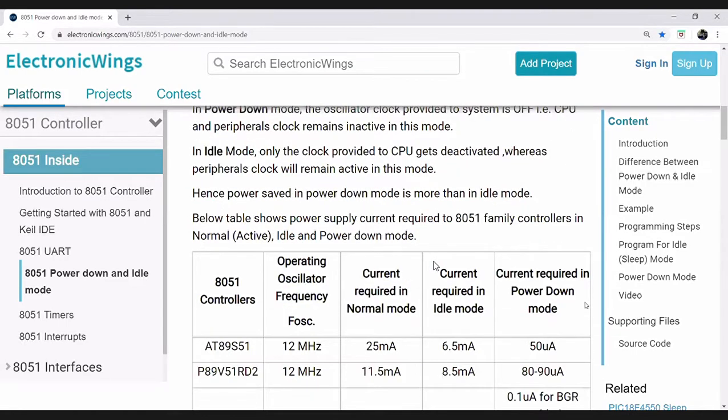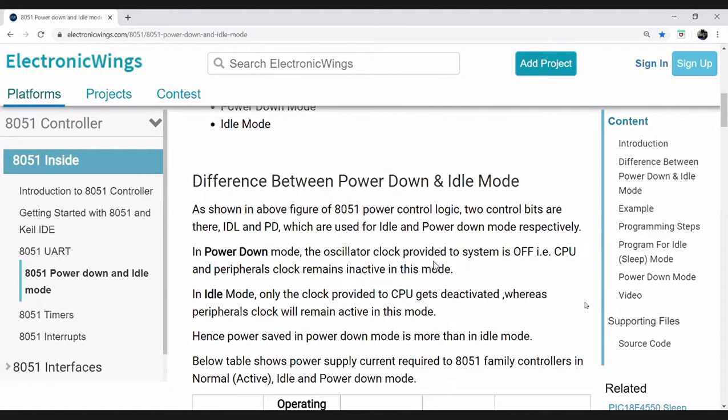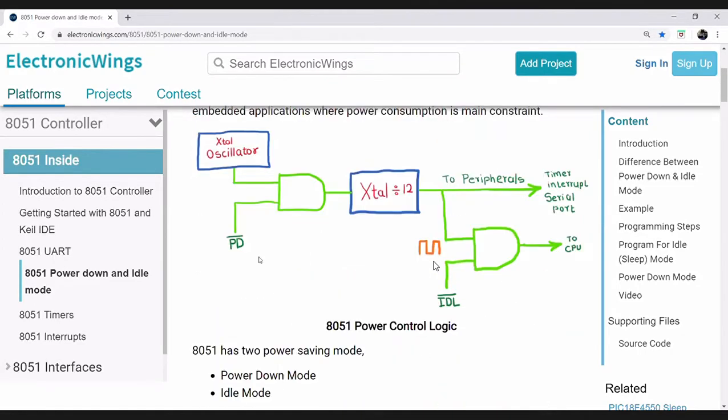Not clear? No, sir. In power down mode, both the power which is going to the peripheral and CPU is getting saved. That means more power is saved. But in idle mode, only the power which is going to the CPU is getting saved.